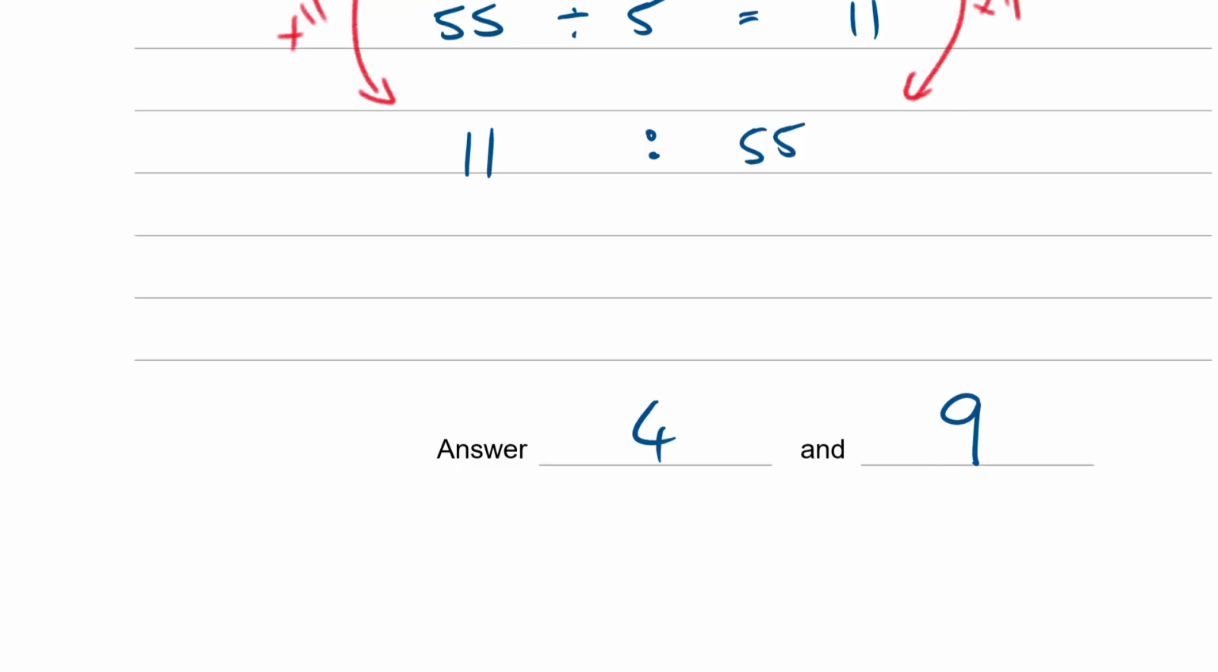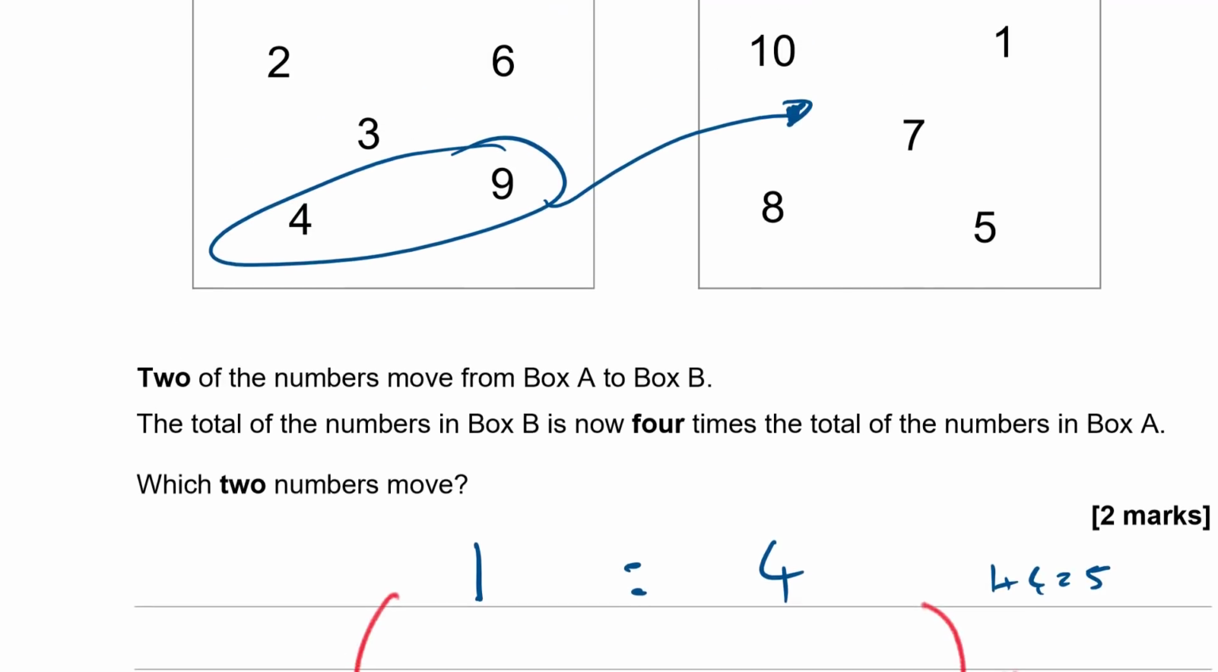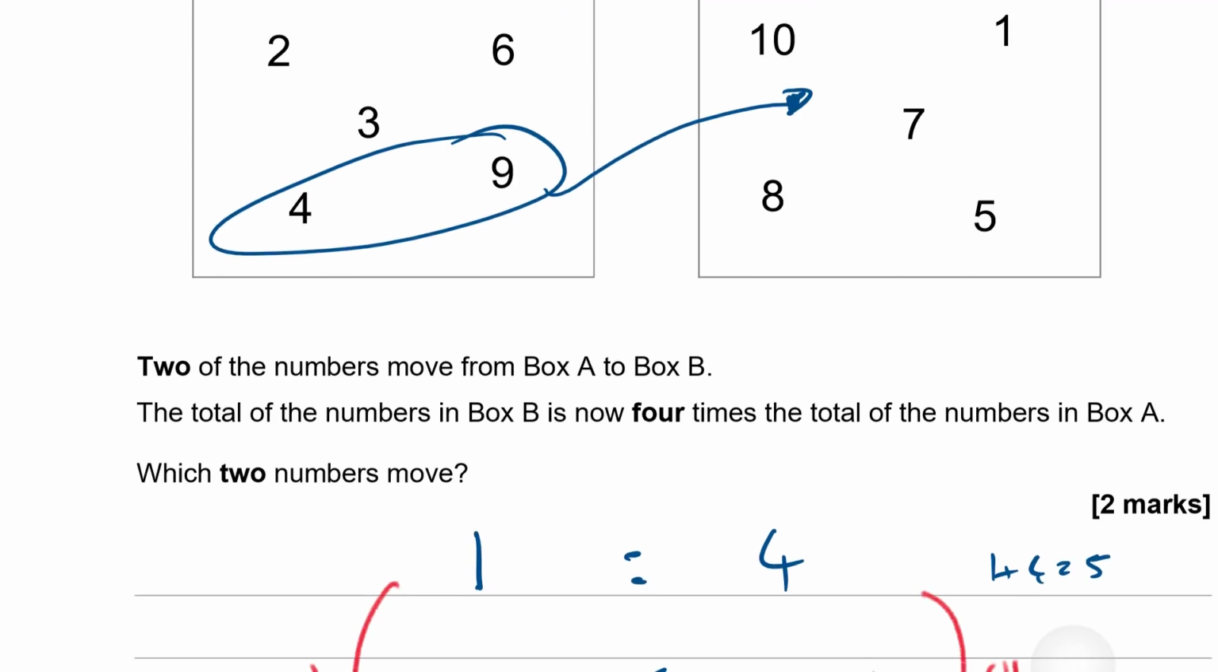Like I say, you could also do a kind of trial and error approach where you could have just selected pairs of numbers and moved them over.